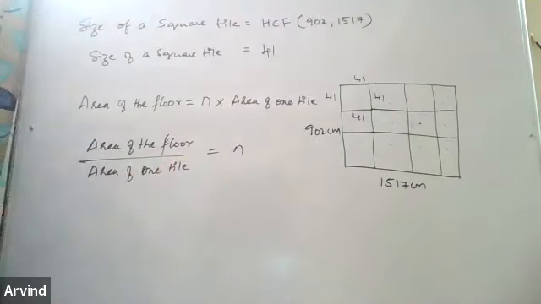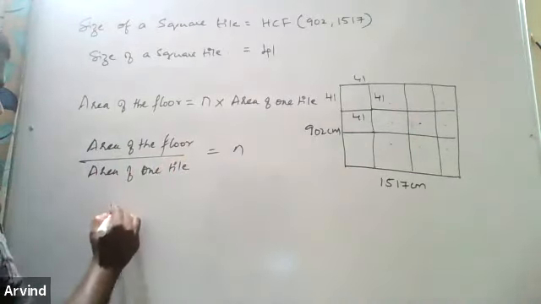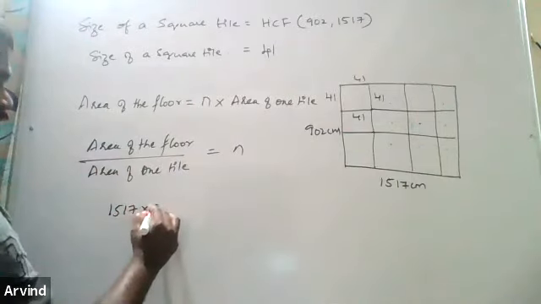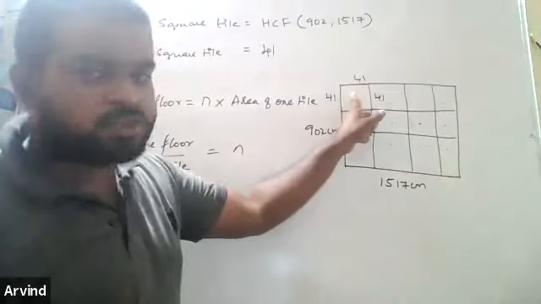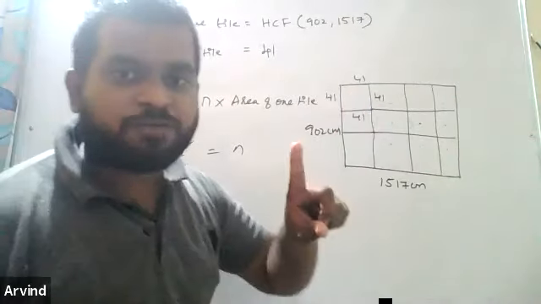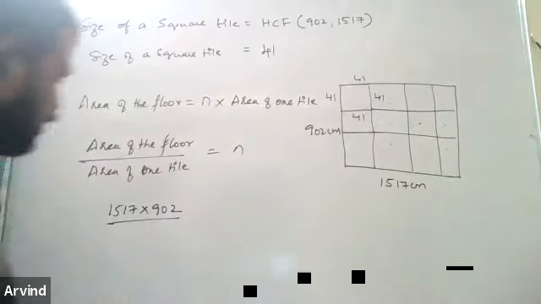How do you find the area of the floor? Length into breadth. The length is 1517. The breadth is 902. How do you find the area of a tile? The tile is in square shape. Therefore, the area of a square is side into side. So 41 into 41.